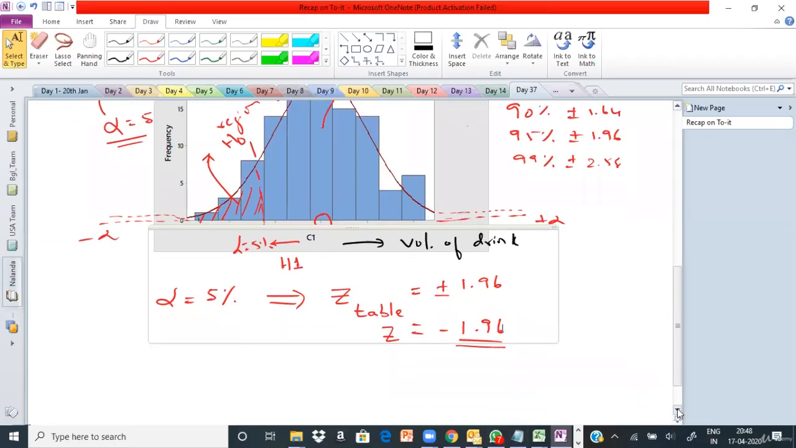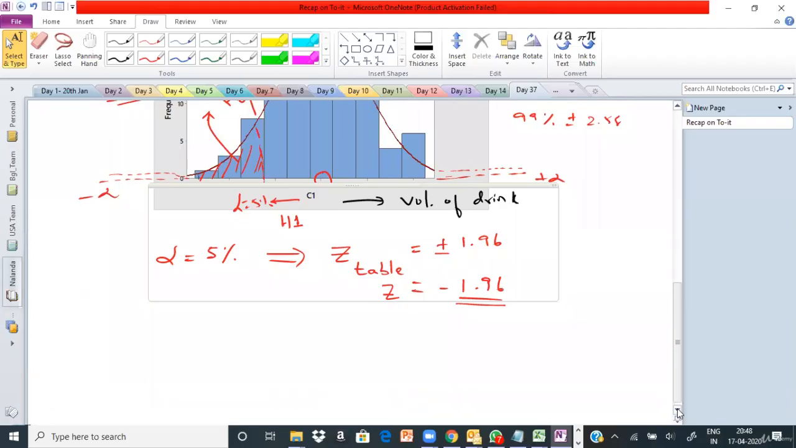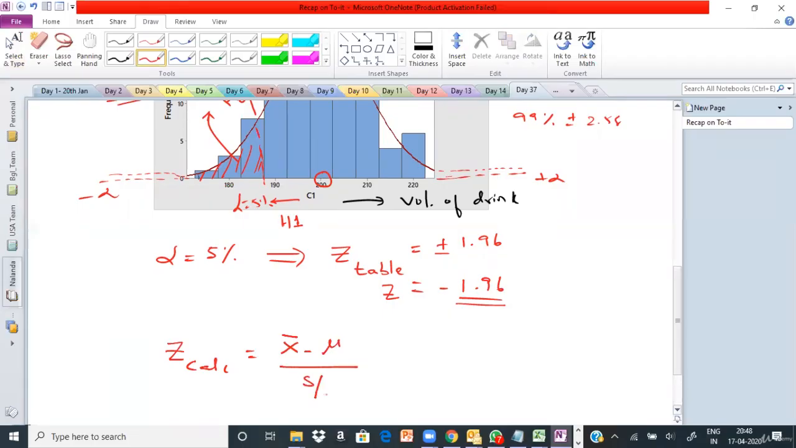Okay, now what you have to do is, after this you have to calculate Z calculated. How do I do that? X bar minus mu divided by S by square root of n. What is X bar? X bar is the mean value of your data.